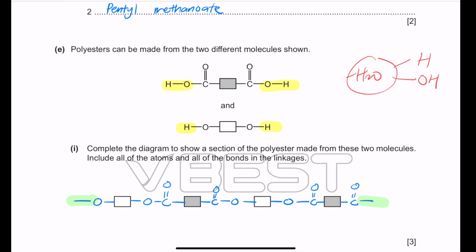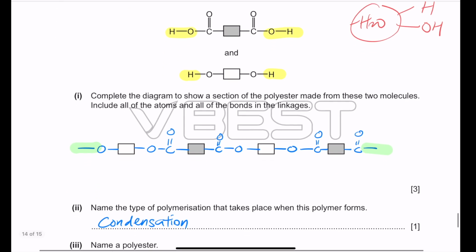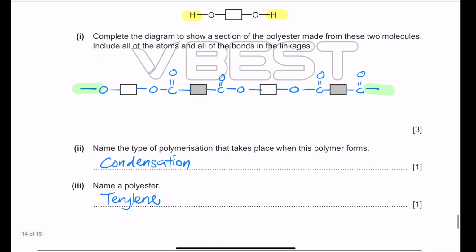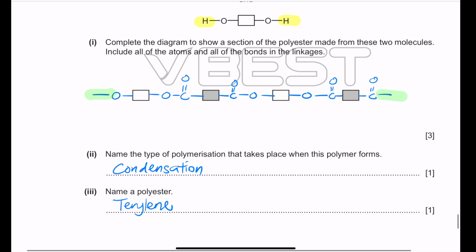So what type of polymerization is this? Condensation. And name a polyester, polyethylene. So this is how organic chem looks like.